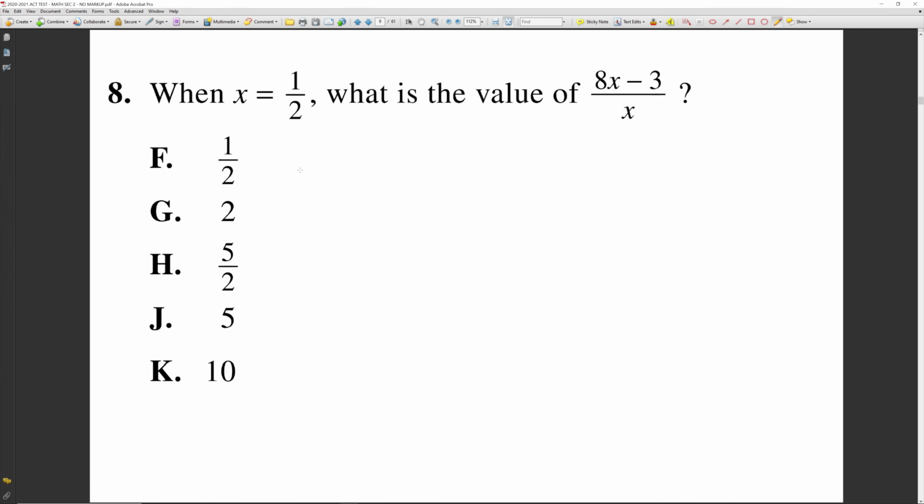Number 8. When x is equal to 1/2, what is the value of 8x minus 3 divided by x? So you plug in 1/2 over here, you plug in 1/2 over here. In reality, this is a 10-second problem. Half of 8 is 4 minus 3 over 1 over 2, which really is equal to 1 over 1 over 2. And since 1/2 is in the denominator, you flip it and put it into the numerator, which then equals 2. Answer is G.